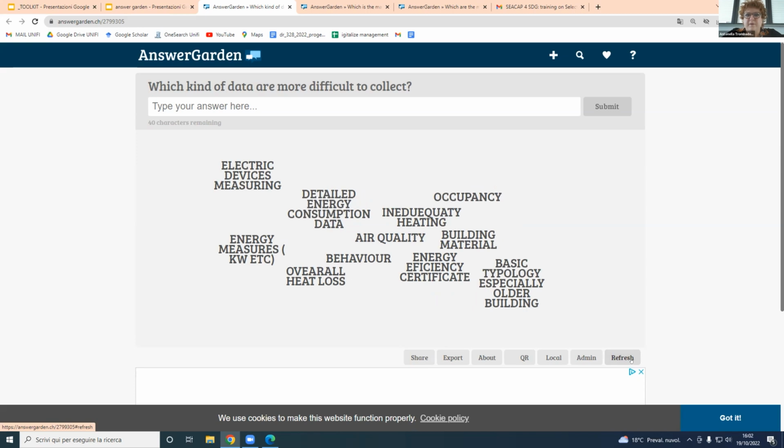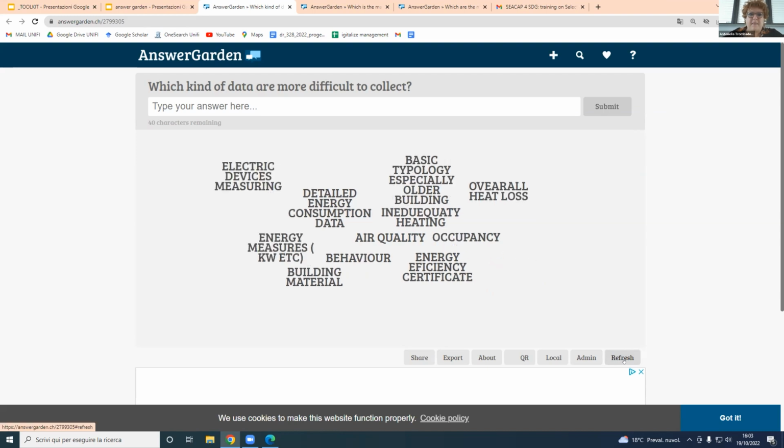Exactly, basic typology, especially older buildings. Yes, sometimes in the older buildings there are no plans in DWG, but only printed plans. So it's necessary to transfer the printed version of the old plan into digital software, or maybe to create again a geometrical survey or to check again the dimensions of some building spaces.